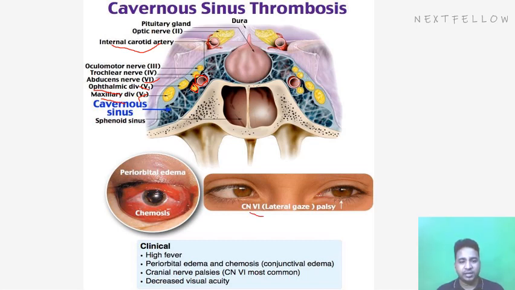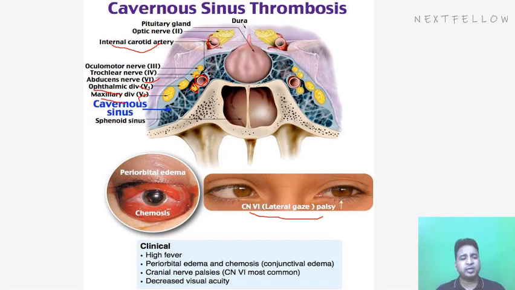You can see in this diagram, this is lateral gaze palsy, being affected by means of the 6th cranial nerve palsy, that is the abducens nerve. You can see if we ask the patient to look laterally, one normal eye will move laterally, but the other eye affected with cavernous sinus thrombosis can't be moved laterally. So there is lateral gaze palsy because of 6th cranial nerve affection.